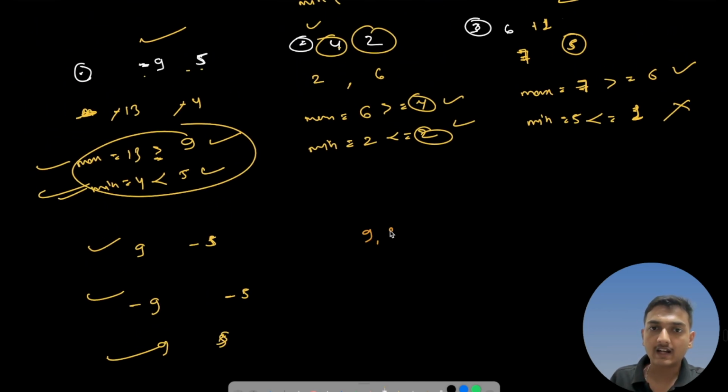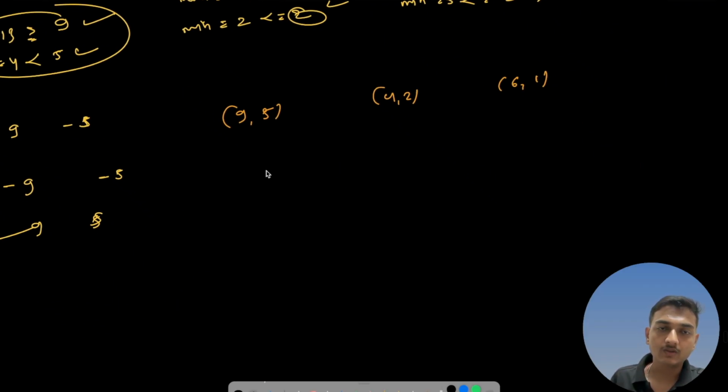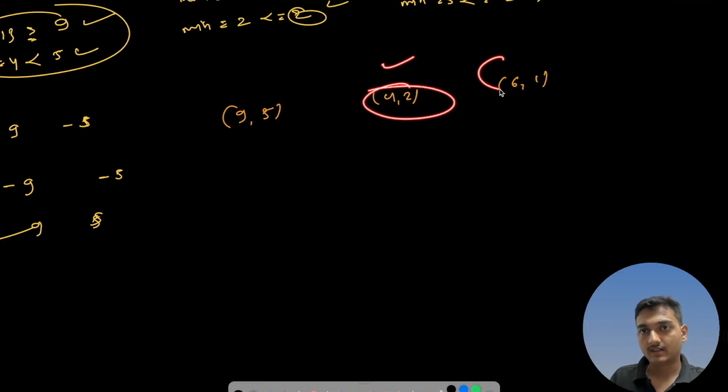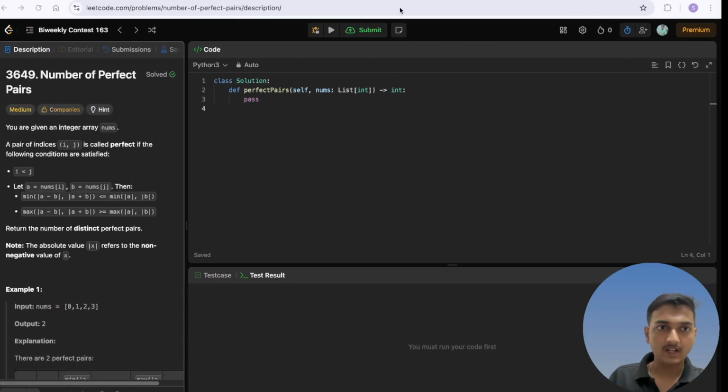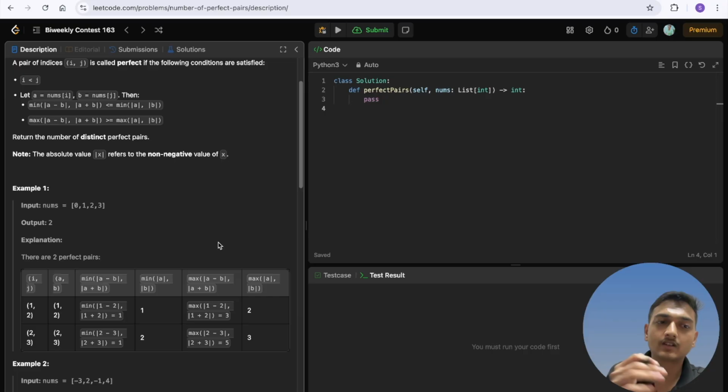So I had one pair of 9 comma 5. I had one pair of 4 comma 2, and I think 6 comma 1 was another pair. Super. So 5 versus 9 was working, giving me one pair. 4 comma 2 was working. 6 comma 1 was working. I'm just teaching you how to come up with solutions.